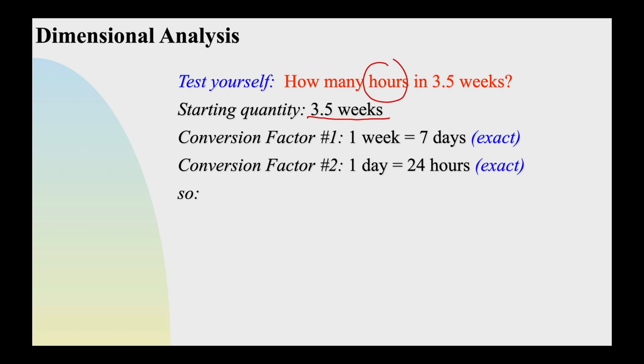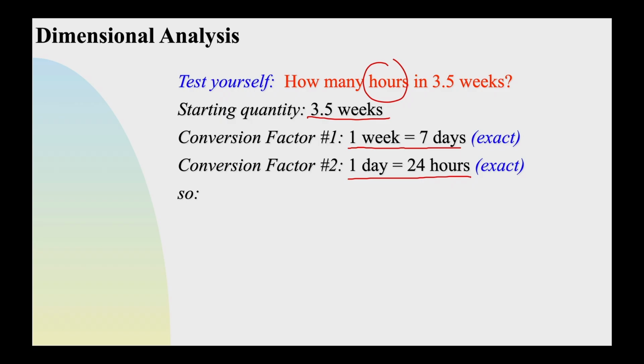Now, there's probably a way to figure out exactly how many hours are in a week, but I don't know what it is. So I'm going to use the ones I do know. 1 week is 7 days, and 1 day is 24 hours, at least unless you're a hyper astronomer, which is a different story that we don't need to talk about here. But anyway, let's assume those are exact.